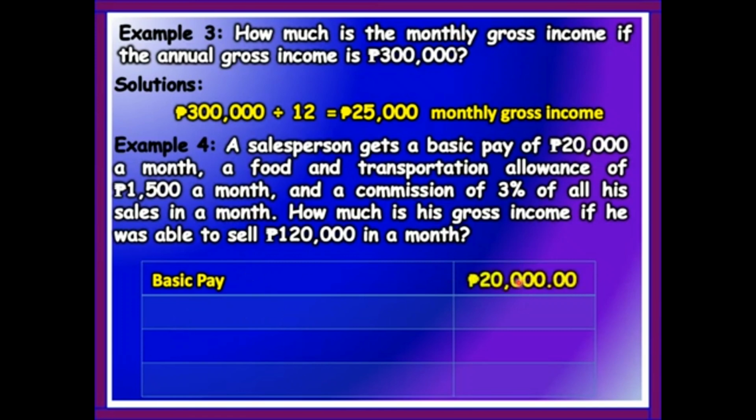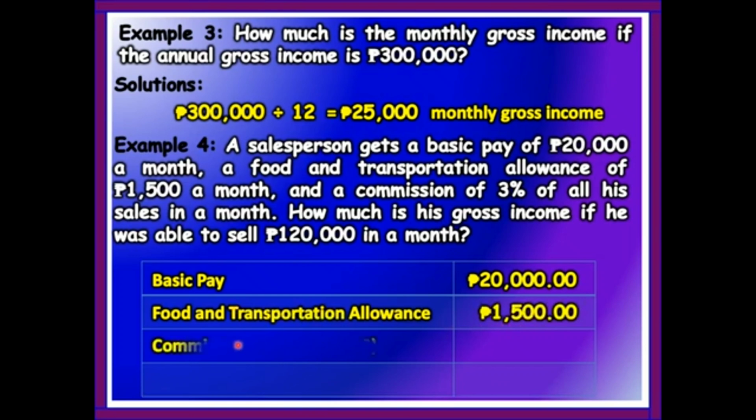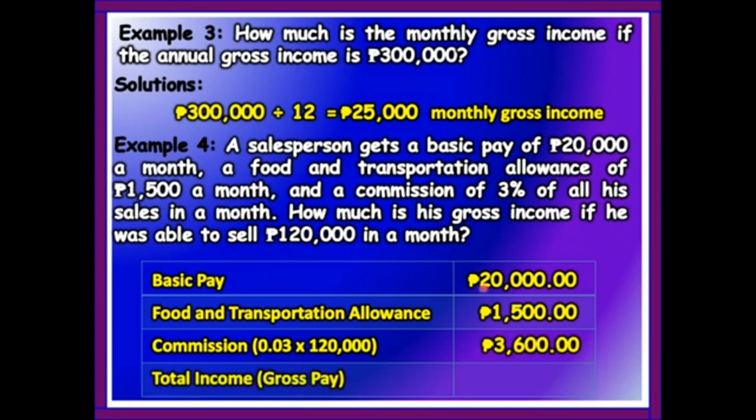For the basic pay, that is 20,000 pesos. For the food and transportation allowance, that is 1,500 pesos a month. Next is the commission of 3% and the sales is 120,000 pesos. So we will get the 3% of that, and that is 3,600 pesos. We will add all of this to find the gross pay or the gross income. The total of this is 25,100 pesos. Therefore, his gross income is 25,100 pesos.